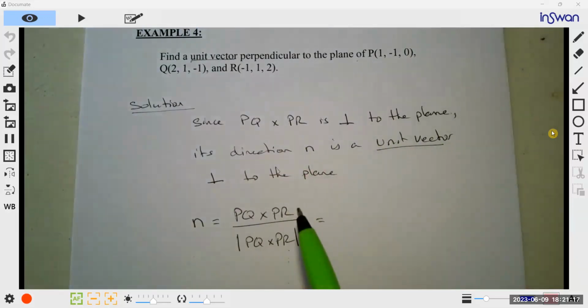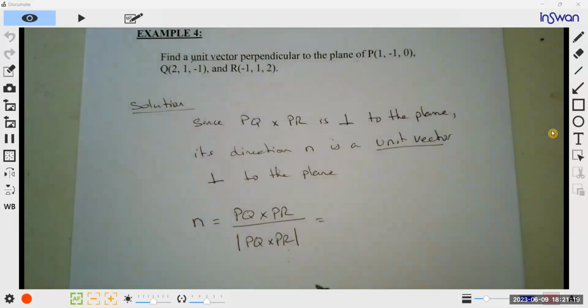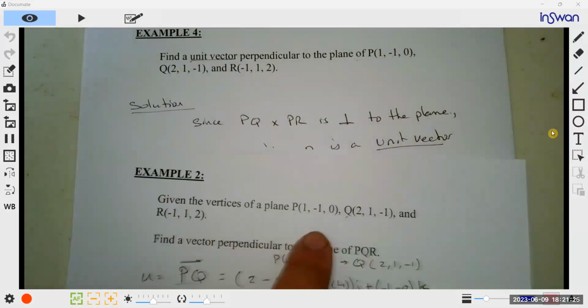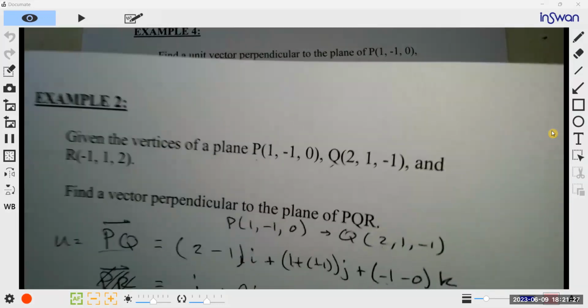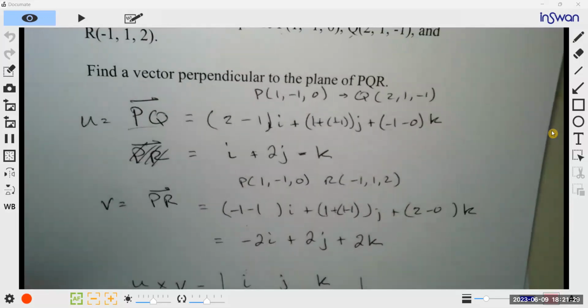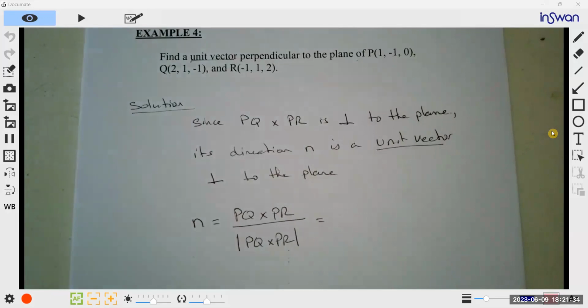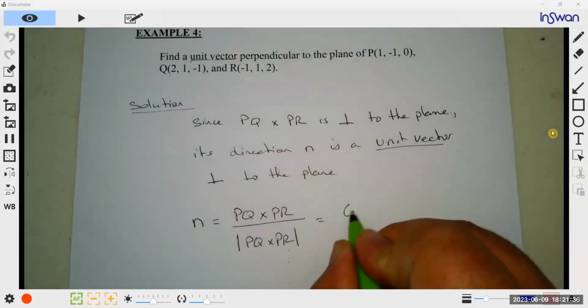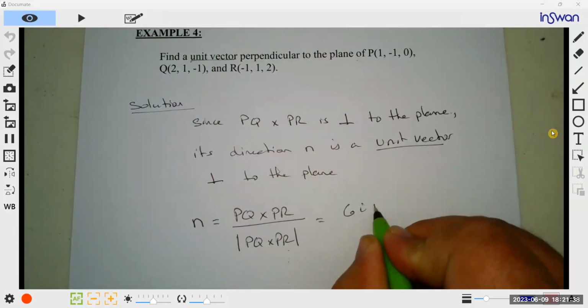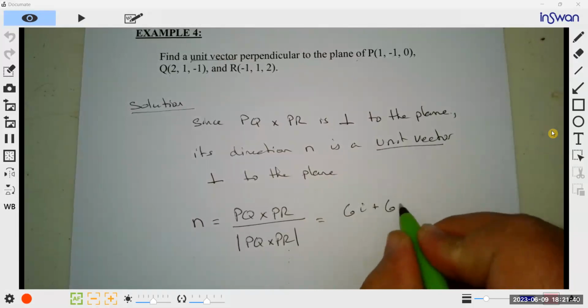That's the same as we found last time. That was what we had from our previous example, same points. So we have the cross product: 6i plus 6k.